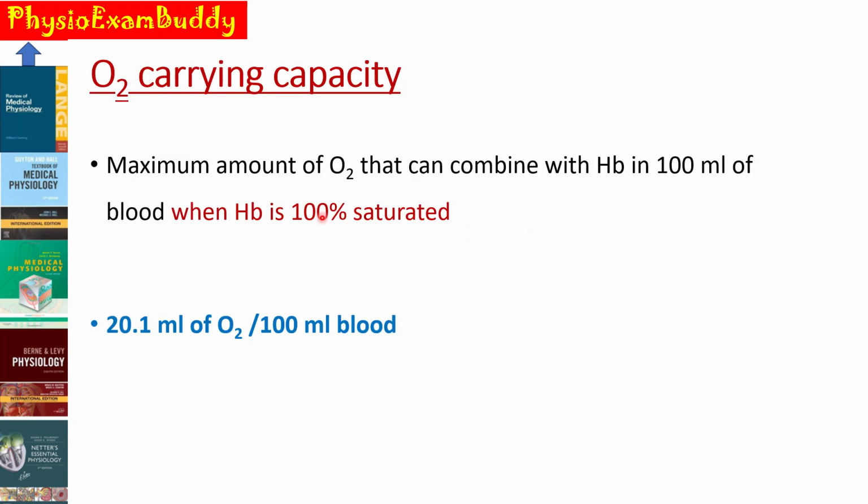Next is about the oxygen carrying capacity. The definition for the oxygen carrying capacity is the maximum amount of oxygen that can combine with the hemoglobin in 100 ml of the blood when hemoglobin is 100% saturated, and the value you have found out to be 20.1 ml of oxygen per 100 ml of the blood.